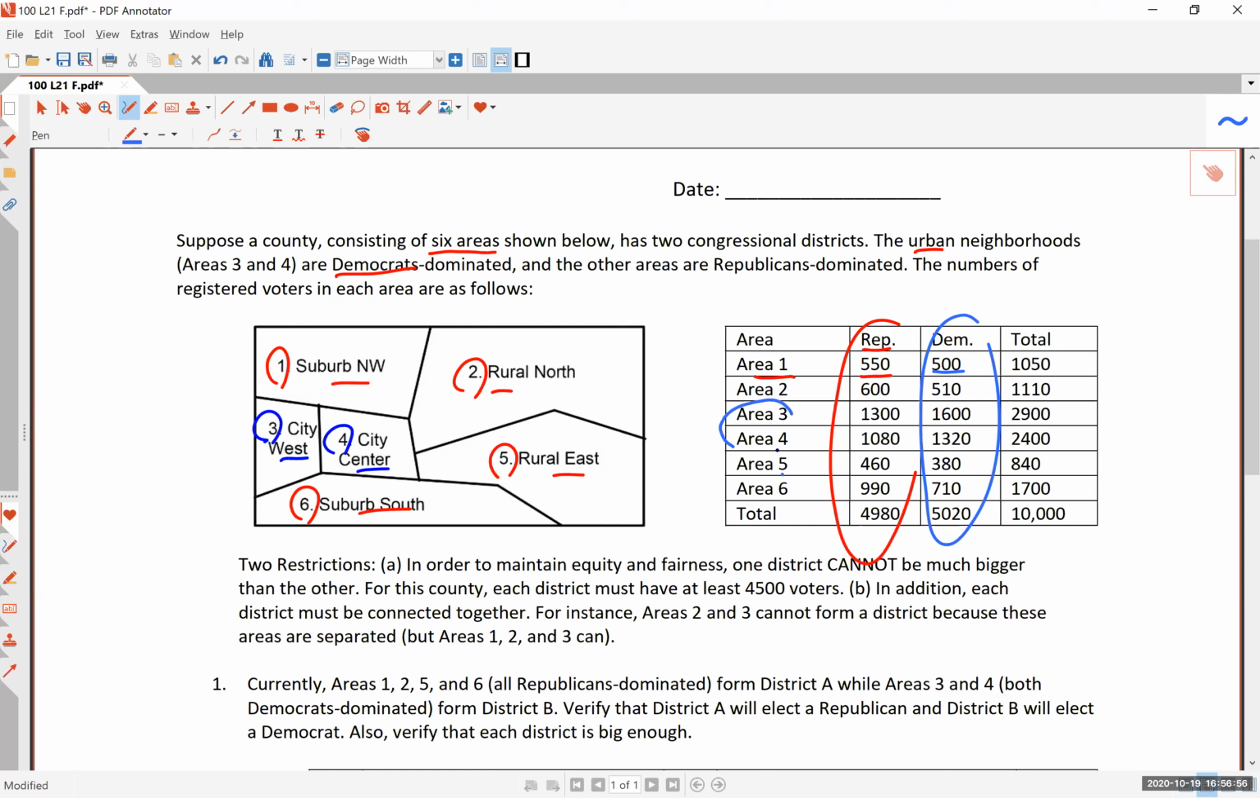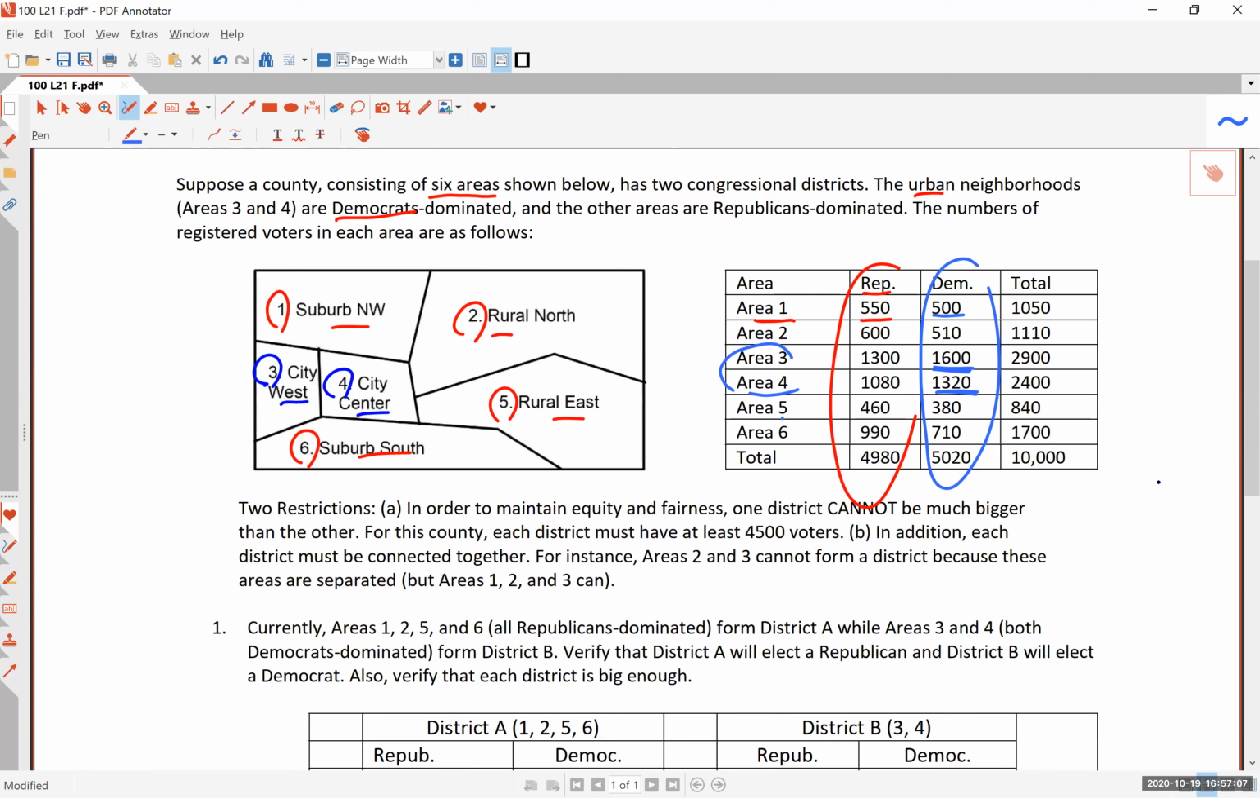But if you look at areas 3 and 4, you can see that there are more blue party registered voters than the red party registered voters. Okay, so your job is to draw the borders for congressional districts, but there are two restrictions. For instance, you can't choose this area, this area, this area, and this area, and call it one district. Why? Because districts are supposed to be connected. And also, each district should be able to represent about the same number of people.